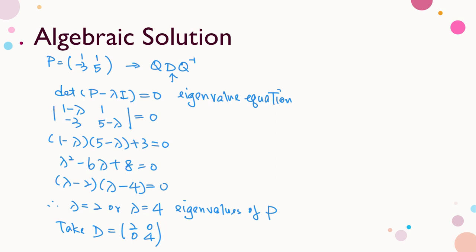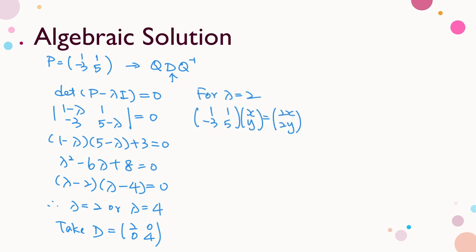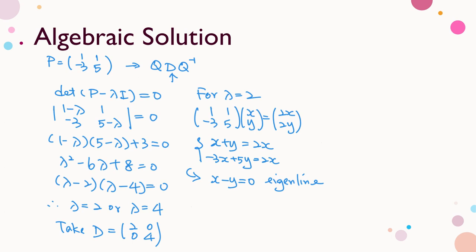For lambda equals 2, consider the matrix equation. Compare the corresponding entries. Both equations reduce to x minus y equals 0. This equation gives an eigenline of P. Take a point on the line, say (1, 1). This point forms a position vector and is called an eigenvector of P corresponding to lambda equals 2.